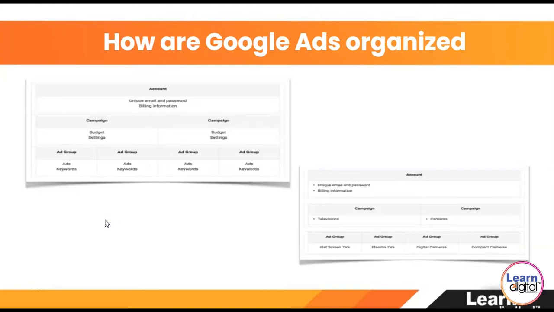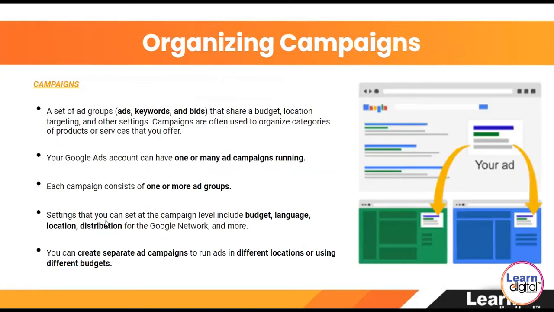Now, let us understand how Google Ads are organized. Organizing campaigns. Campaigns: a set of ad groups, ads, keywords, and bids that share a budget, location, targeting, and other settings. Campaigns are often used to organize categories of product or services that you offer. Your Google Ads account can have one or many ad campaigns running.